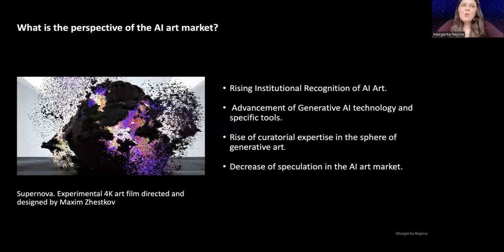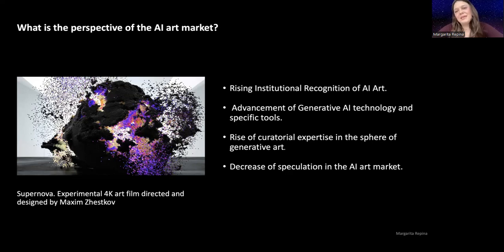So how can we look at the perspective of the AI art market? I'll definitely say that I see a rising tendency in this area because we see a new kind of quality of the market after the crypto crash. We see a rise in institutional recognition of AI art. Last year, Sotheby's and Christie's conducted several auctions by famous early and contemporary AI artists. We see the advancement of generative AI technology and specific tools bringing traditional artists into the field, including, for example, Damien Hirst, who recently created amazing pieces of collaborative AI art and sold them for $20 million.